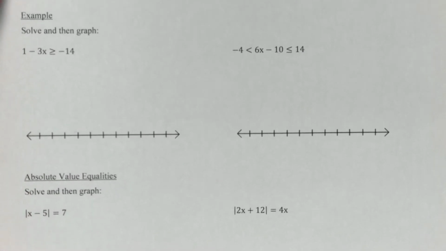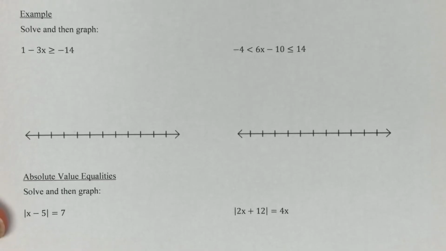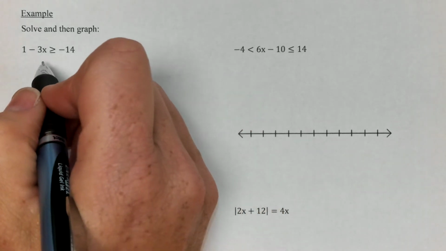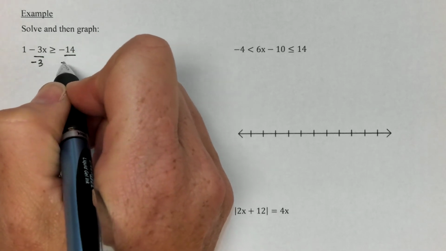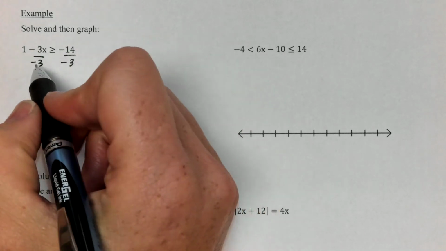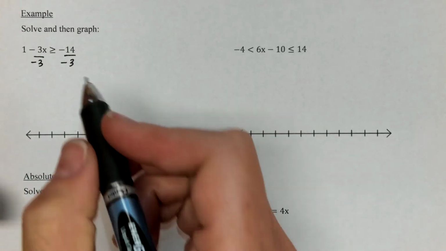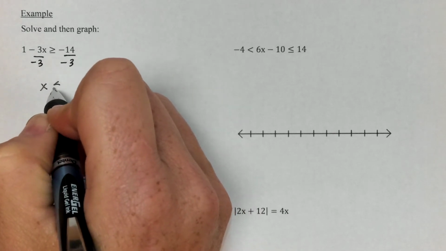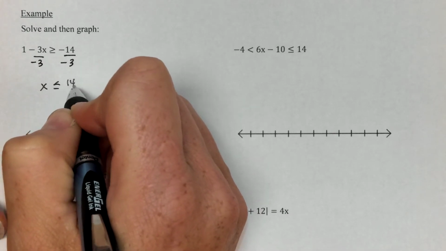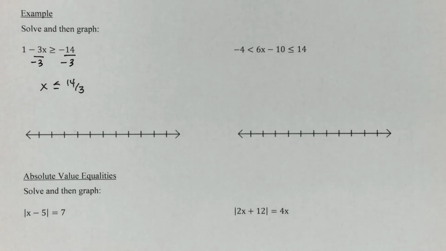So we're going to do some that are solving, and then you're going to graph them. So first you're going to need to solve for x, and then we'll plot them just like we were doing before. So I'm going to divide both sides by -3, and hopefully you remember when you divide by a negative that you have to flip the sign. So x will now be less than or equal to 14/3.